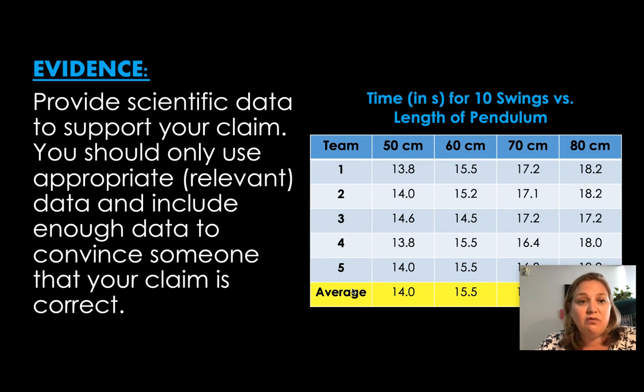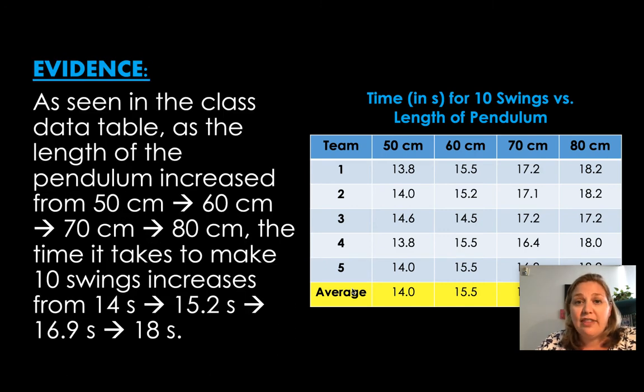independent and dependent variables. So for that, I might say, as seen in the class data table, as the length of the pendulum increased from 50 to 60 to 70 to 80 centimeters, the time it takes to make 10 swings increases from 14, it should be to 15 and a half, to 16.9 to 18 seconds.